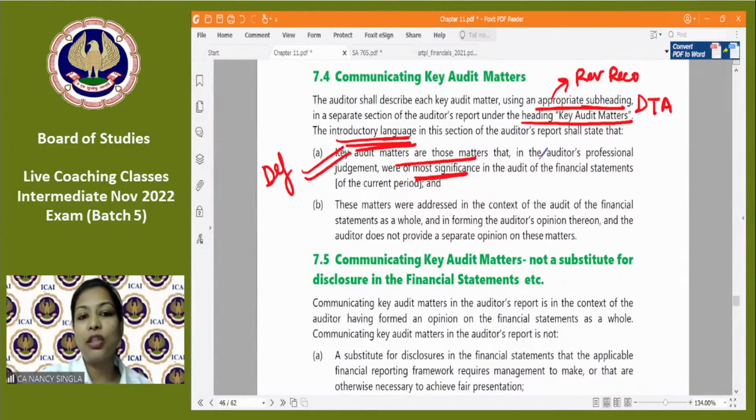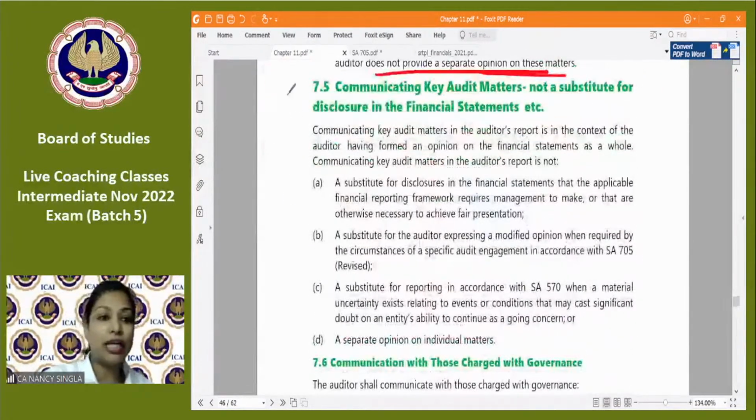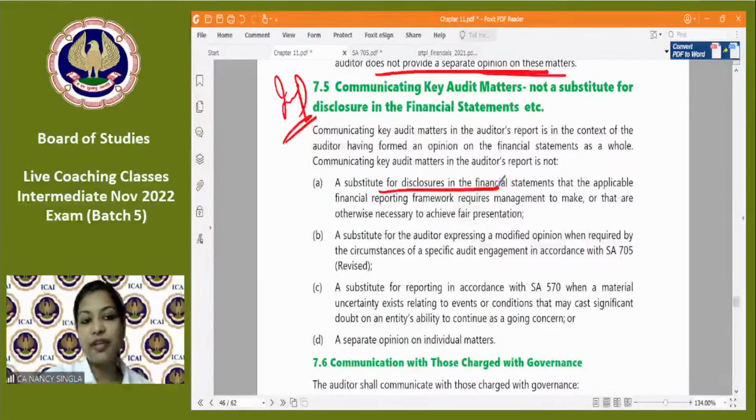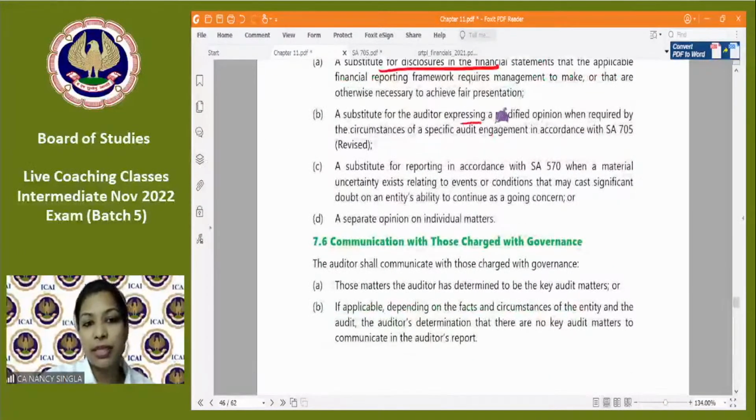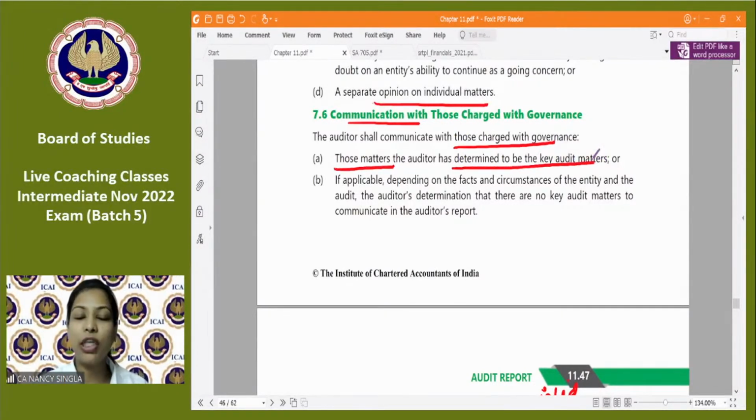So key audit matters are those matters which are of most significance and that we do not provide a separate opinion on these matters. ठीक है, and very important, I told you it is not a substitute for the disclosures in the financial statements, for the auditor expressing a modified opinion, for reporting in terms of SA 570, or for opinion on individual matters.